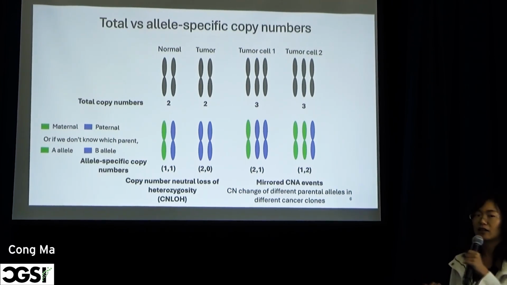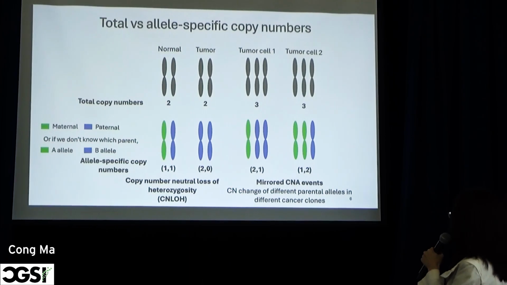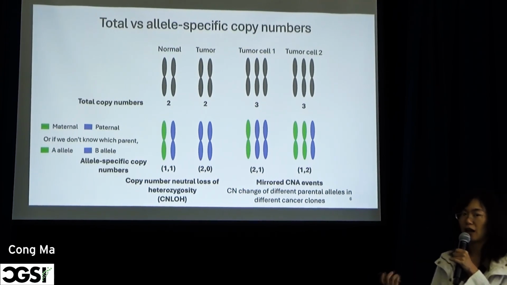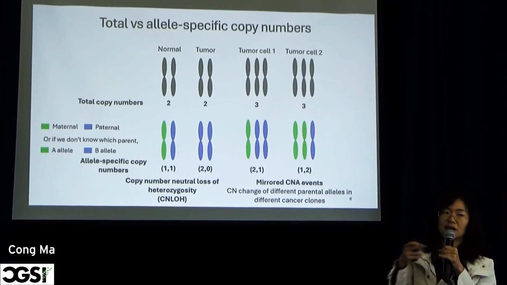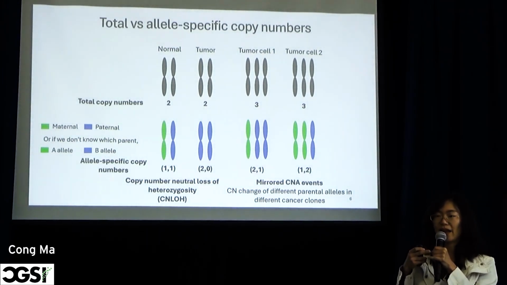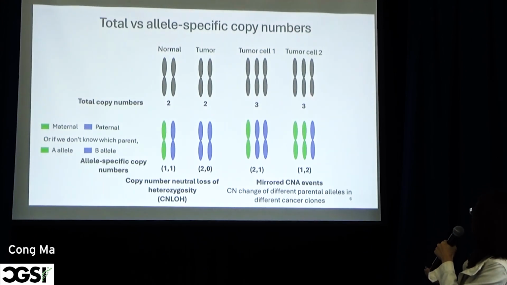We see that a lot in TCGA cancer studies. It's important to be able to capture this if we want a full picture of what copy number aberrations are there in each patient. And here are also two tumor cells with three total copy numbers. We may think that they share the same ancestor that has a copy number gain in this chromosome.